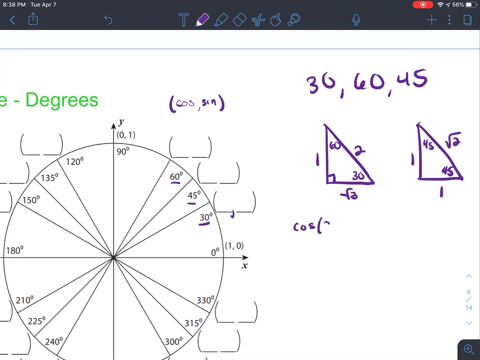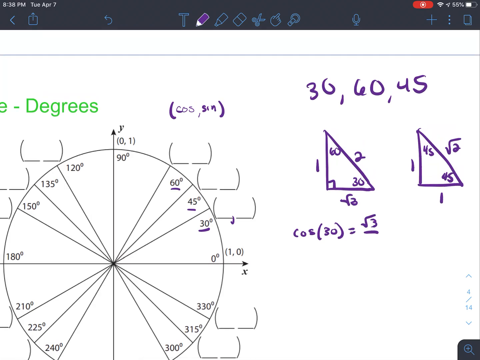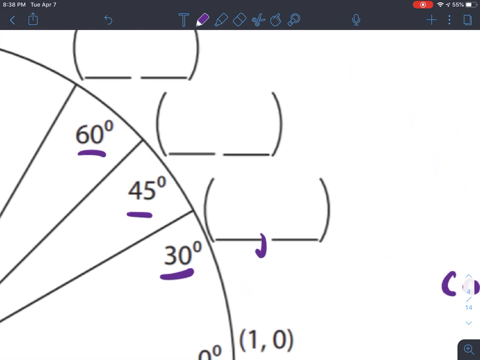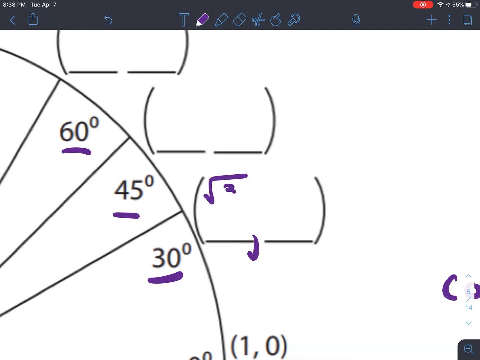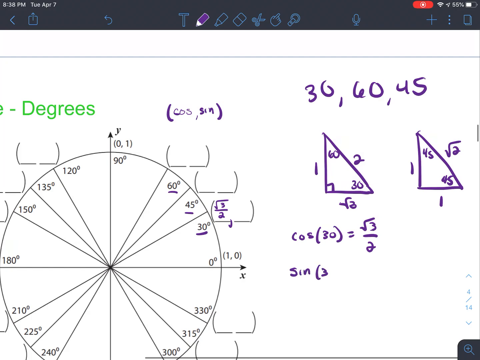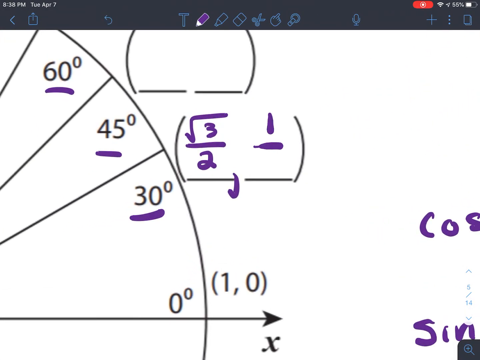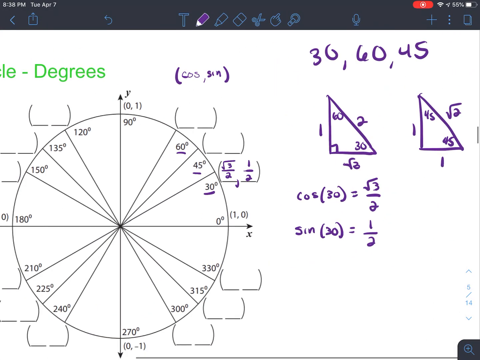My x value is cosine. So cosine of 30 is equal to adjacent over hypotenuse. So the x value right here is going to be equal to that amount. My sine of 30 is equal to 1 over 2. So that value is going to be my y value. Okay, and we can continue.